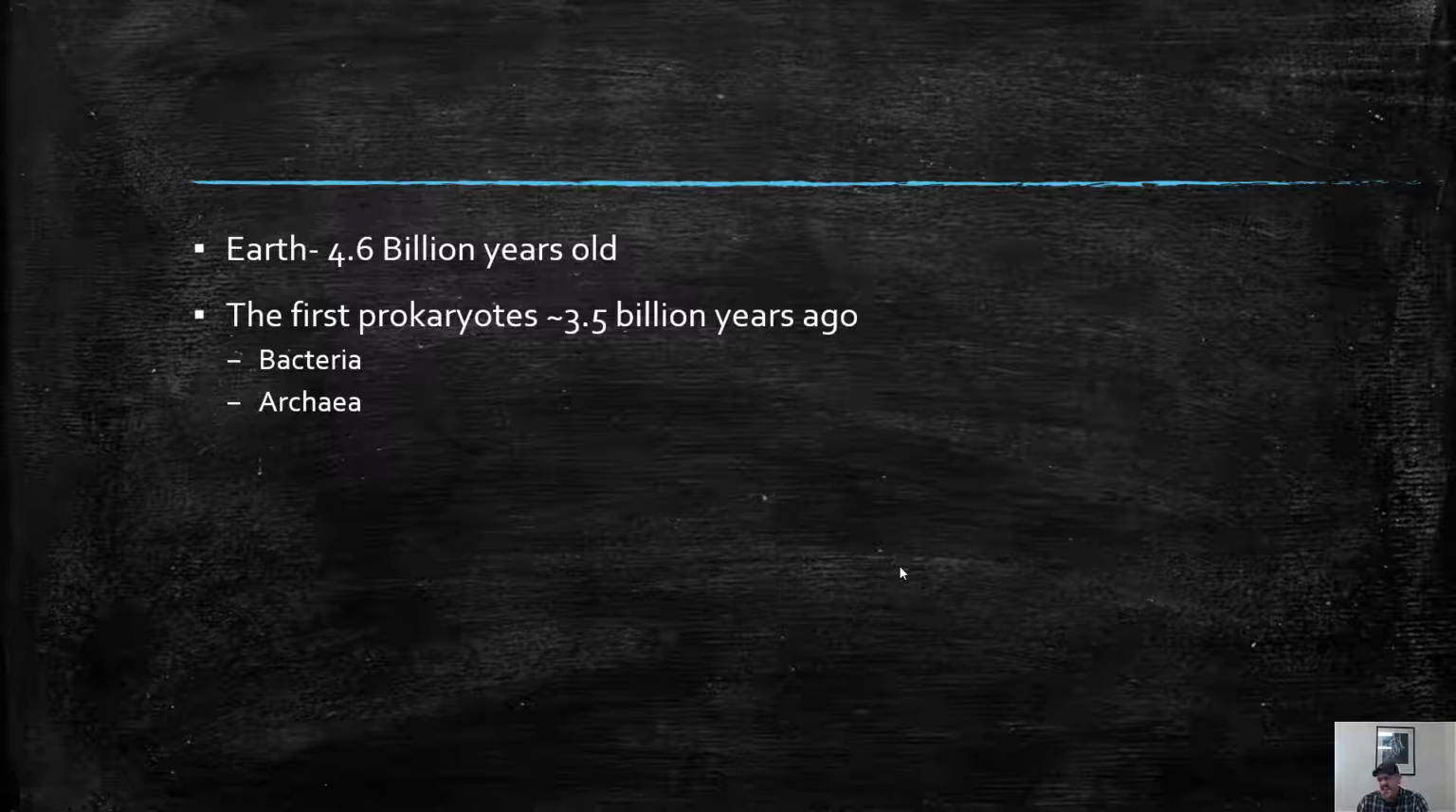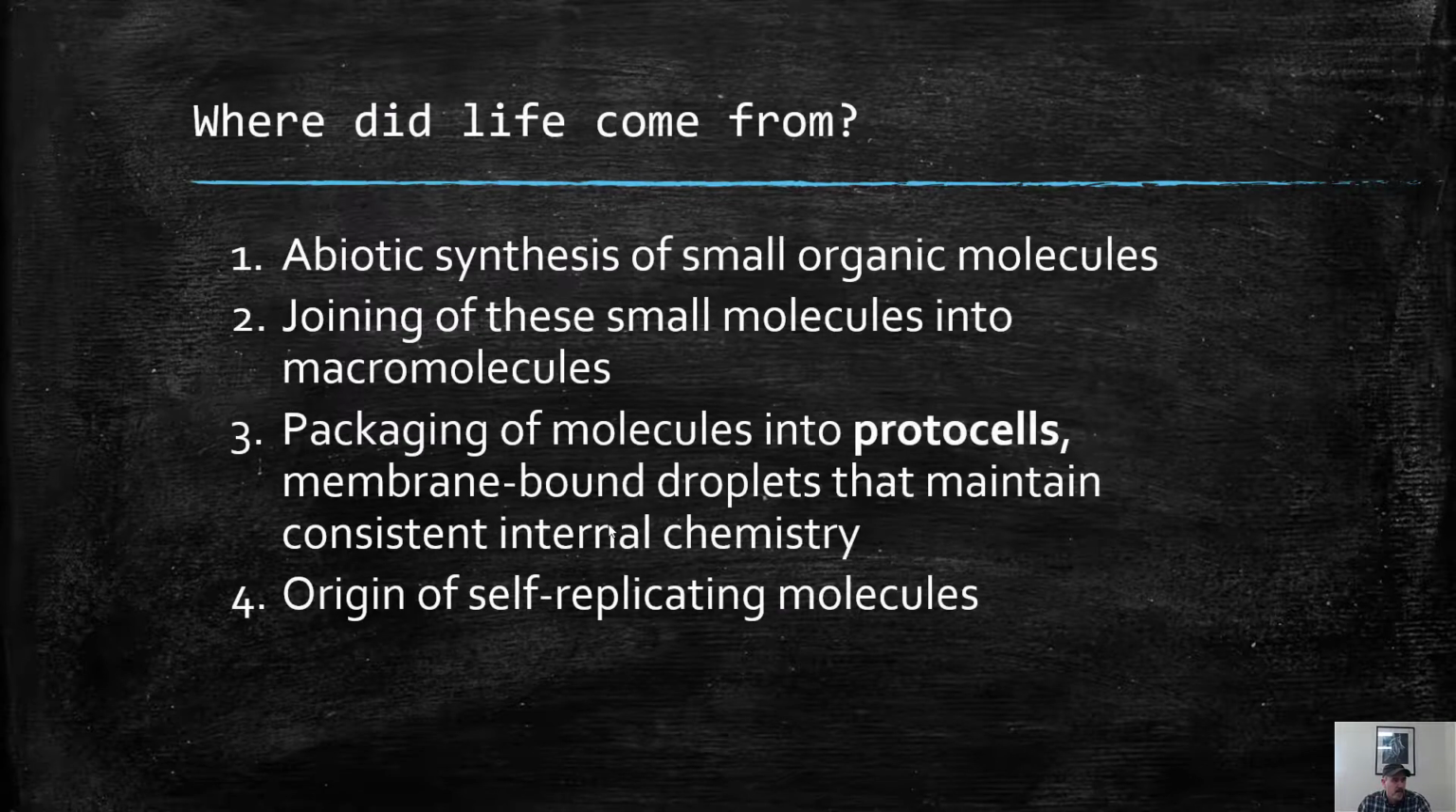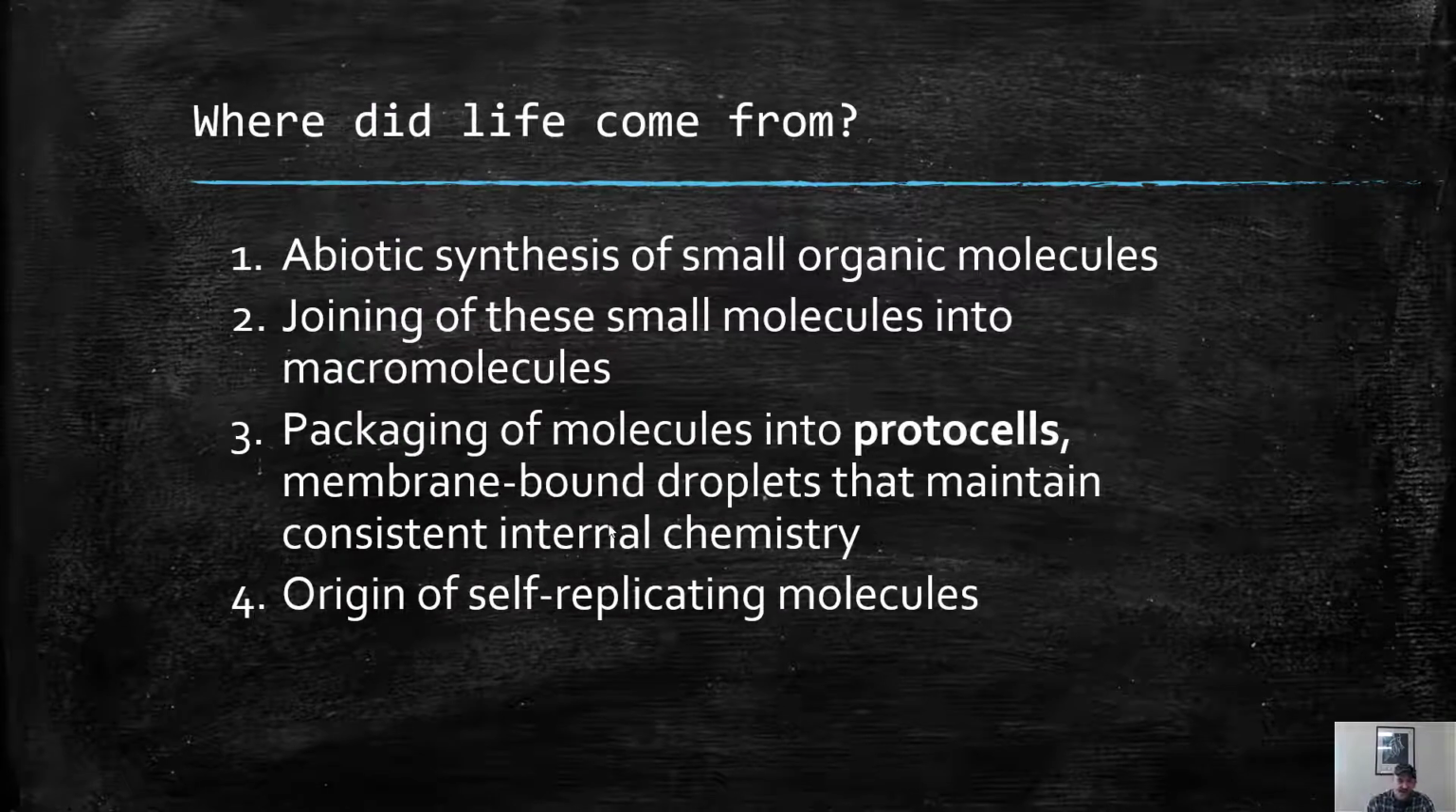Prokaryotes is not really a clade. It's more of a generic term we use for the domain bacteria and domain archaea. They are both unified in the fact that they lack membrane-bound organelles and they're very small cells. The domain archaea seems to be a little more closely related to eukaryotes like us, but they both lack organelles. They're both small. Now, where did these things come from?